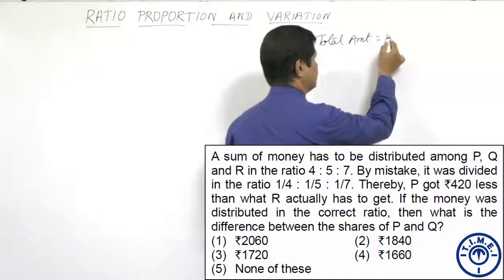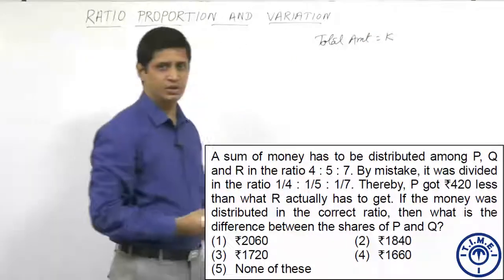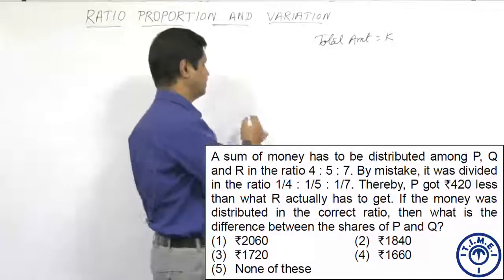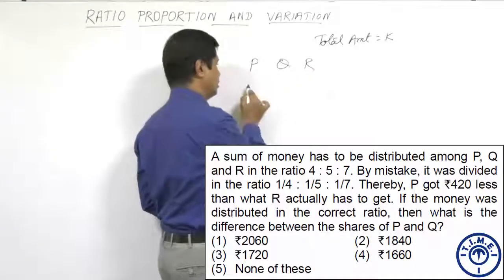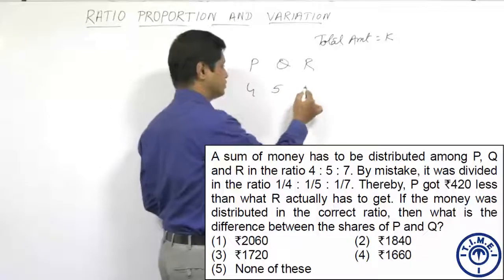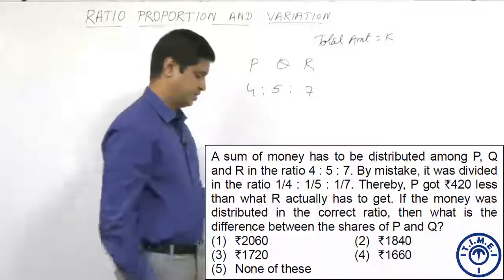Now, when the total amount is K, we have two distributions. What is the correct distribution? The correct distribution here is 4:5:7. This is the correct one.